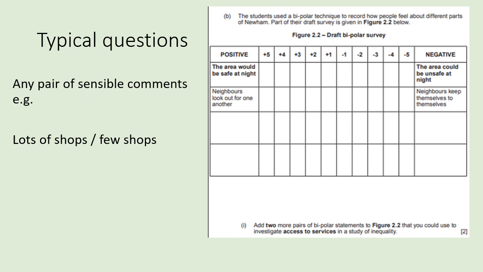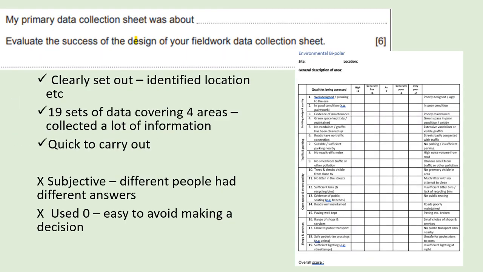So what would it look like if they asked you about this sort of thing for your own fieldwork? So again, another nasty question. I don't think it's that nasty if you know the answers, but it might ask you to evaluate a data collection sheet. So this is asking you about some sheet where you collected information. And this is the one that we used to do the inequality between King's End and Kingsmere. It's a bipolar. This one goes +2, +1, 0, -1, -2.